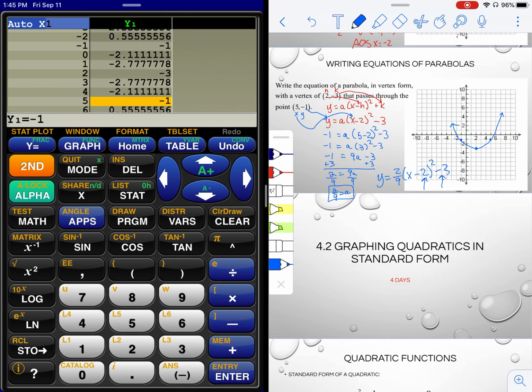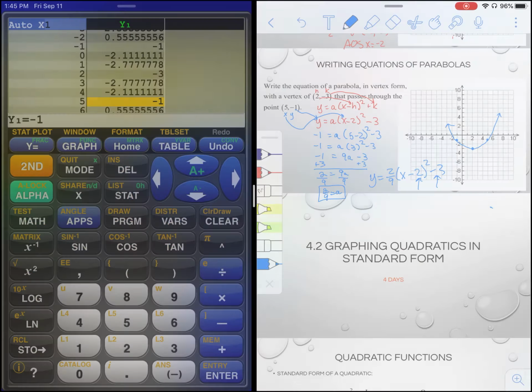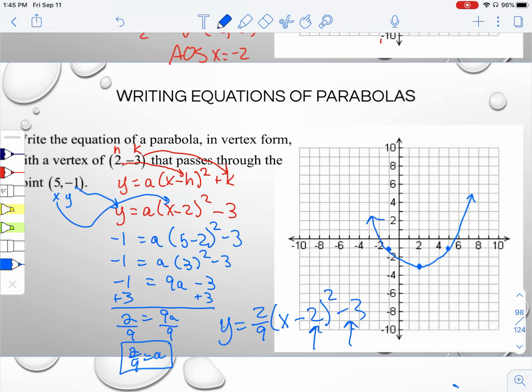Okay, so we'll practice a couple more of these when you come back in class. But again, a lot of it is review with the exception of this last question here, where all you're doing is substituting in for h, k, x and y, solving for a, and then rewriting your rule. Okay, guys.